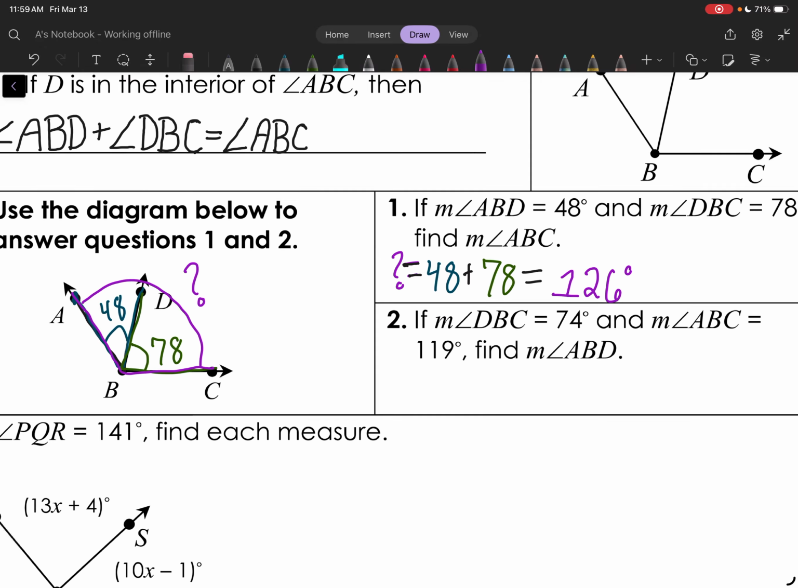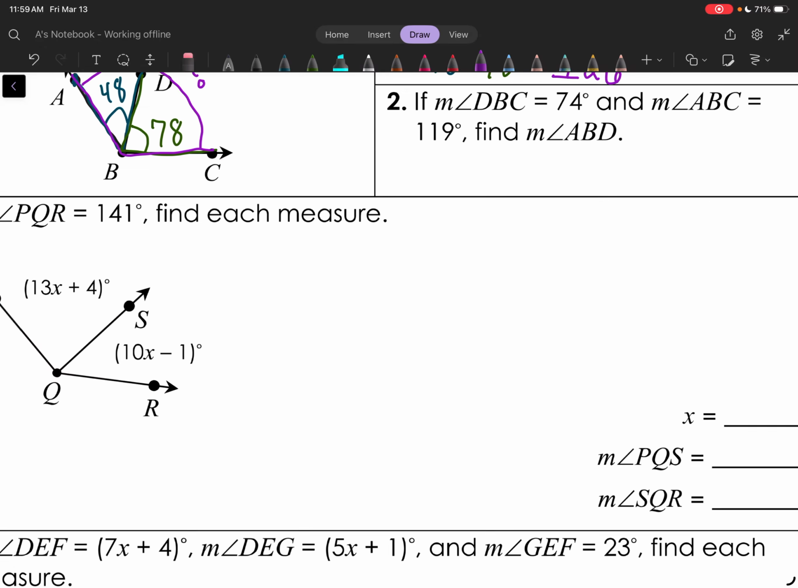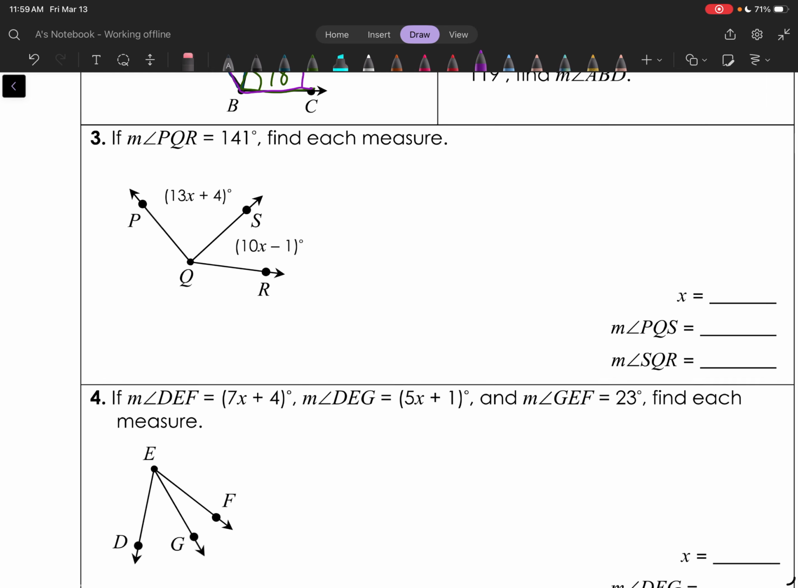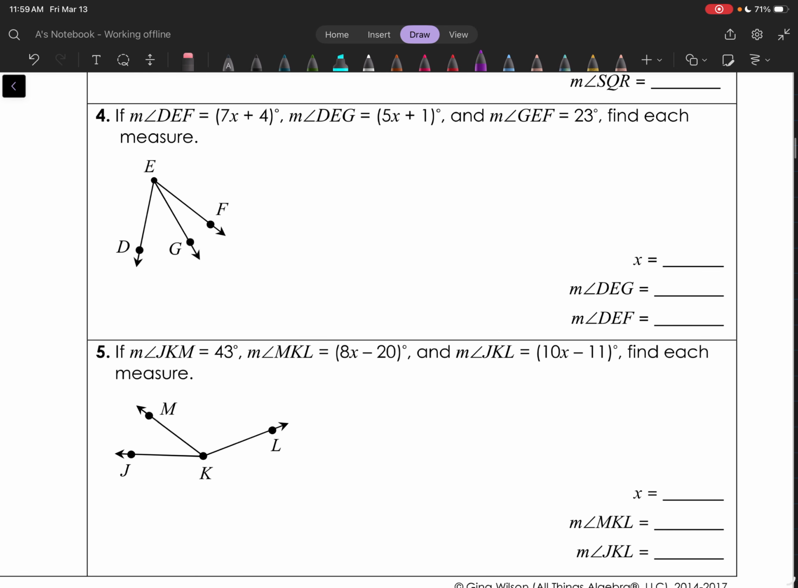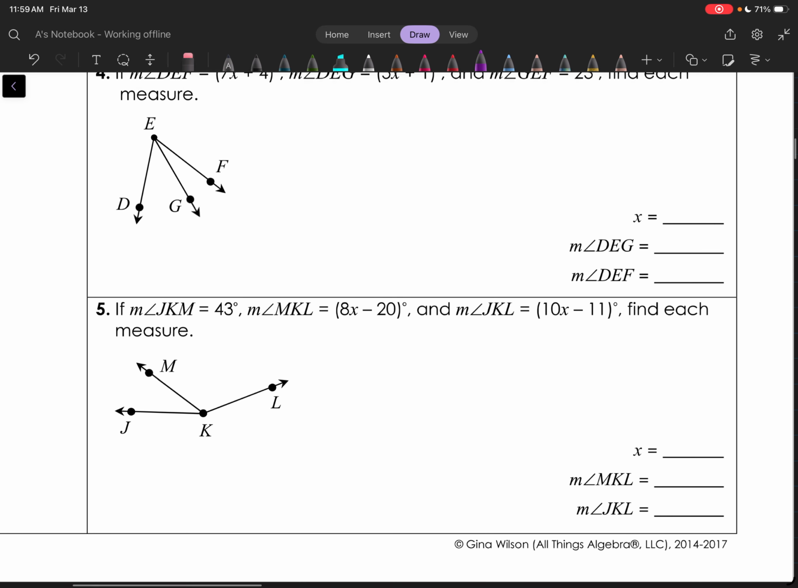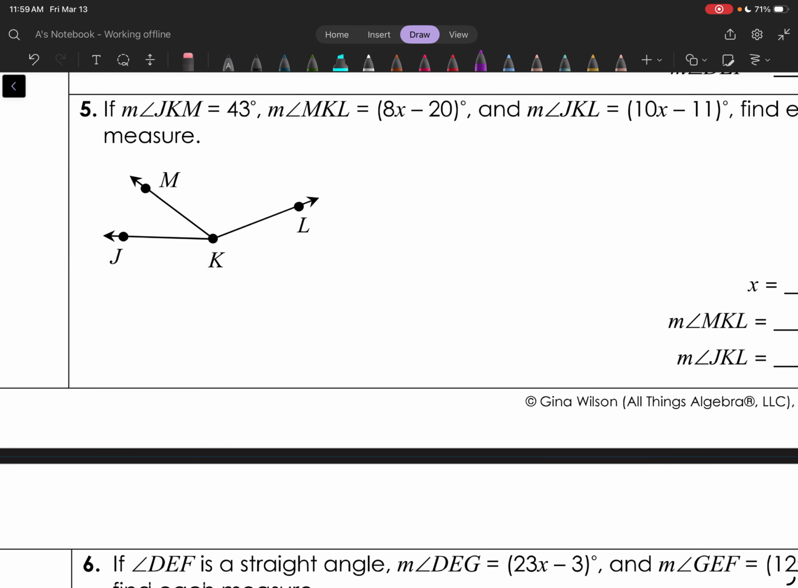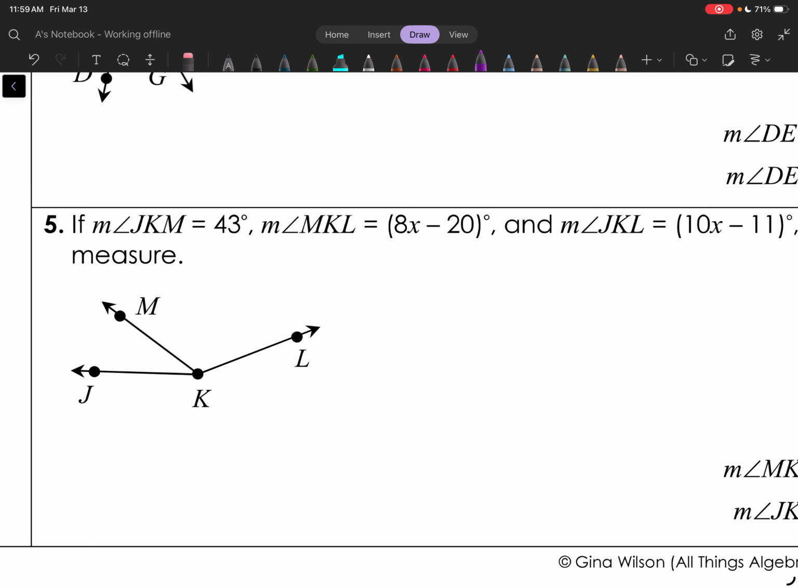Go ahead and pause the video and try number 2. Alright. I'm going to jump down to number 5 and let you do 3 and 4. Number 5, measure of JKM, this angle, is 43. Measure of MKL is 8x minus 20. And JKL is 10x minus 11.